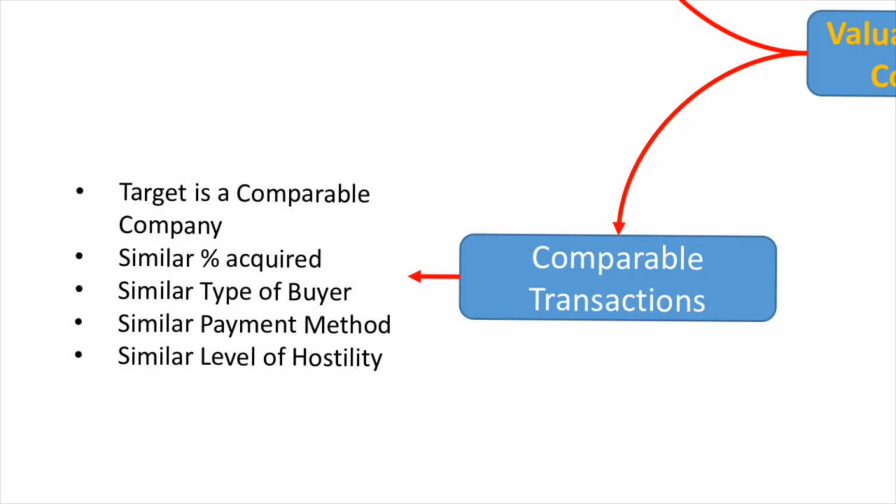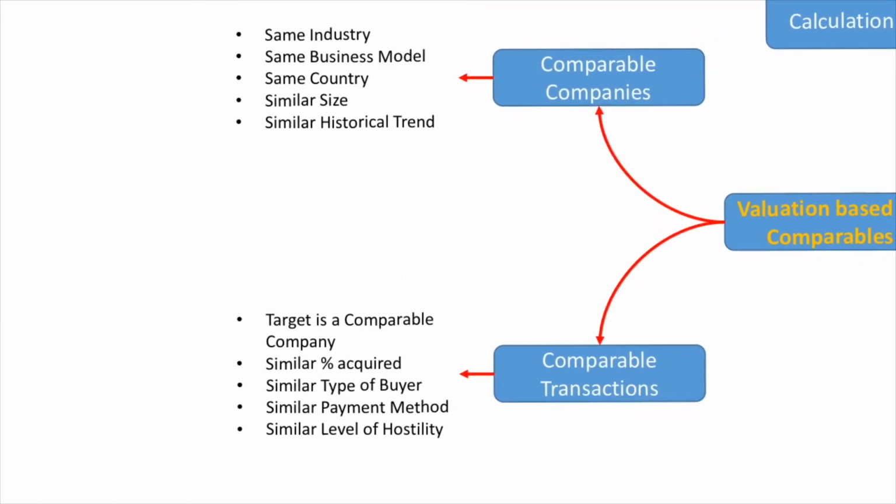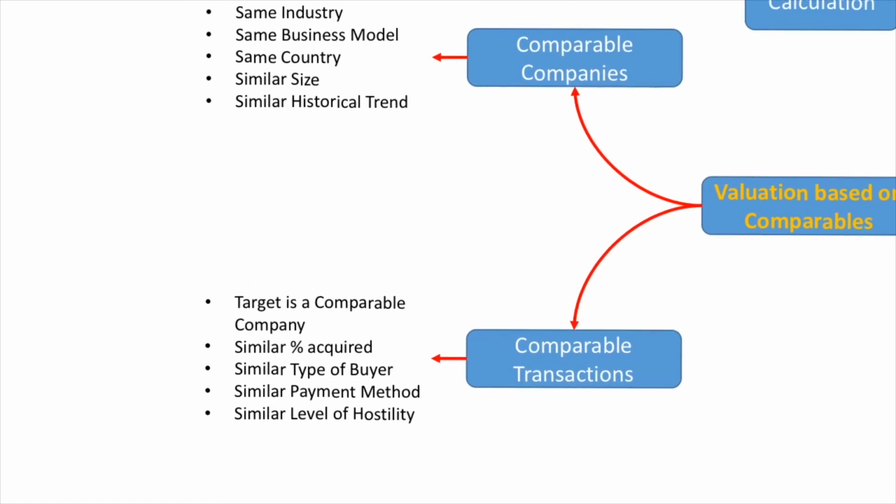Okay? And again, we will spend some time defining what is a comparable transaction. It's usually a transaction, an acquisition, where the target company was similar to us, was comparable, and has some similarity, like a majority or minority acquisition, the same type of buyer, similar payment method, cash versus equity, similar level of hostility, etc. All these things we will go back to. Okay, so I'm just giving you the map. So our first port of call would be to define, okay, what is a comparable? Either a comparable company or a comparable transaction.